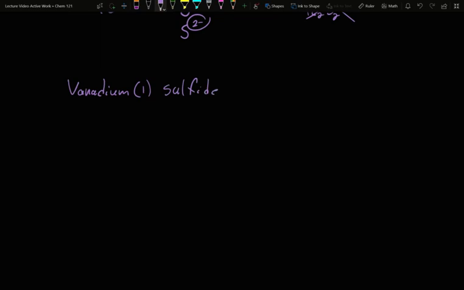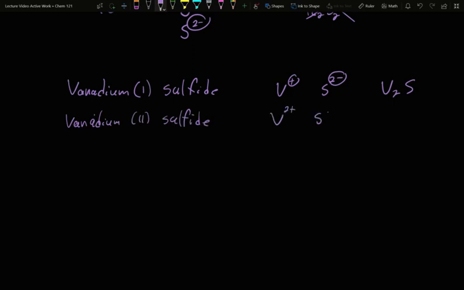sulfide. Well, this would give me a V with a plus, V for vanadium. A sulfur, well, as an anion, sulfide, 2-. I'm going to need multiple vanadiums. So I'm going to need V2S. Bring it up to vanadium 2 sulfide. In this case, I've got a 2+. My sulfur has a 2-. Well, they balance out. I need 1 vanadium and 1 sulfur.